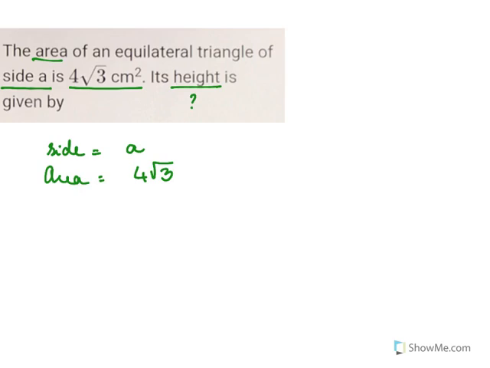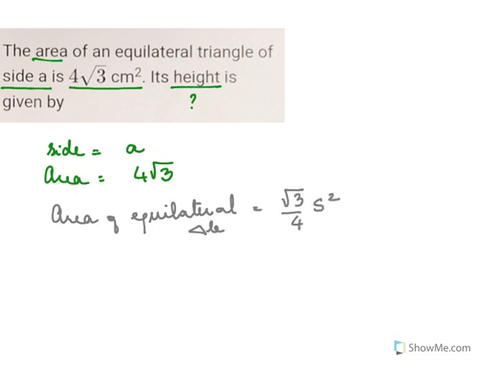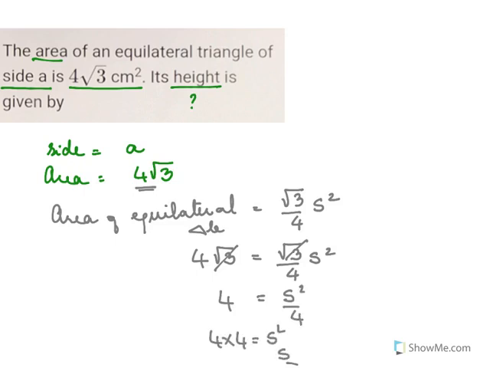So area of equilateral triangle, we know the formula, is root 3 by 4 side square. The area is given as 4 root 3. So we write 4 root 3 equal to root 3 by 4 side square. Root 3 will cancel. So I get 4 equal to s square over 4. So 4 into 4 equal to s square. So my side equal to 4.